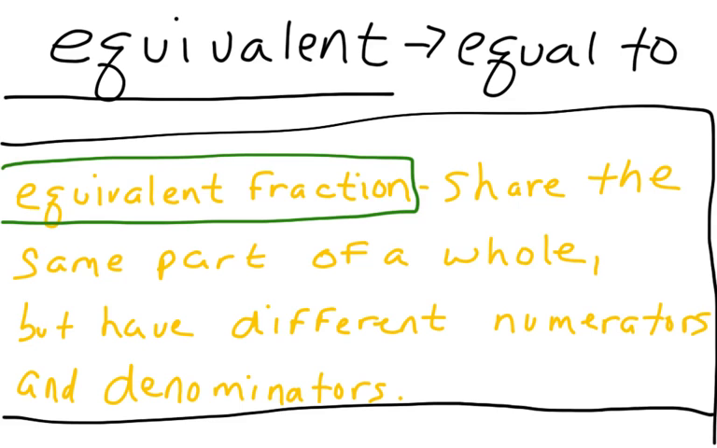Equivalent fractions share the same part of a whole, but they have different denominators and numerators. So that means that the space they take up is the same. The only thing that's different is the numerator and the denominator. So let's look at an example.